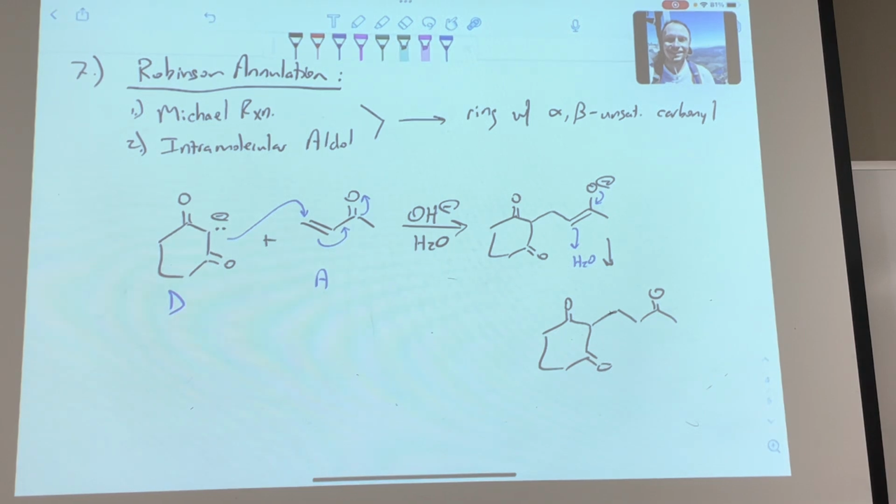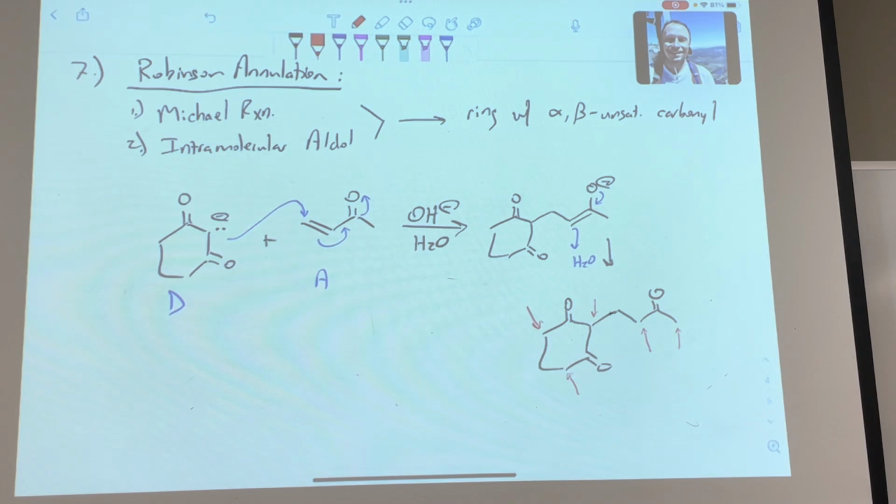Under the conditions of the annulation, which is a lot of base and a lot of heat, you cannot isolate this. Because what happens is we've got a bunch of alpha positions. I mean, if you think about it, you've got an alpha position there, there, there, there, there. So all of those are going to enolize under the conditions of the reaction. But only one is going to give us a viable product.